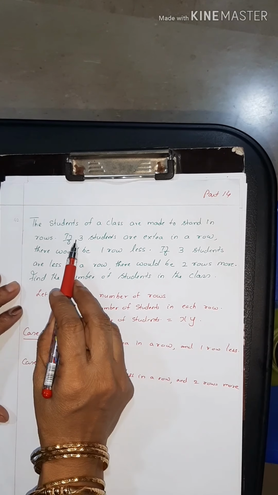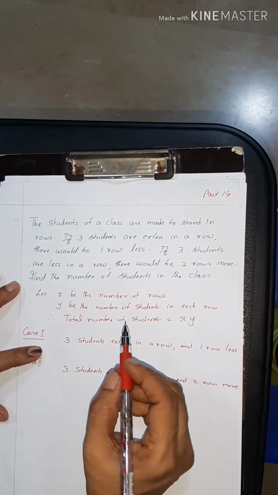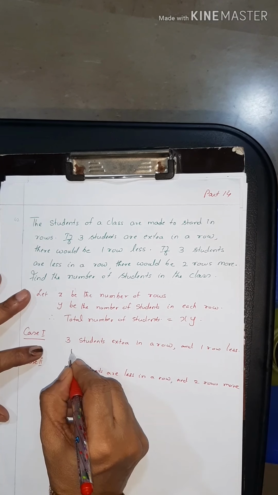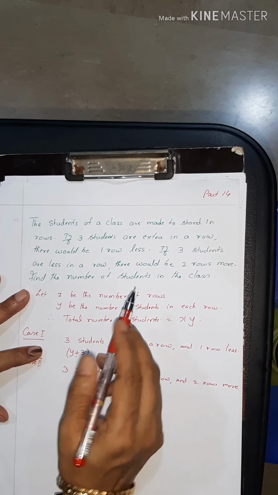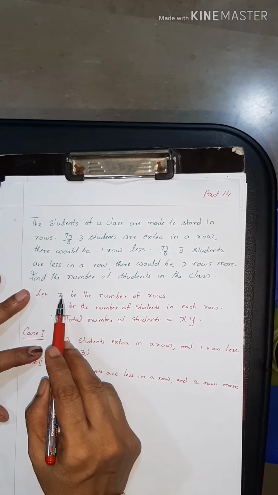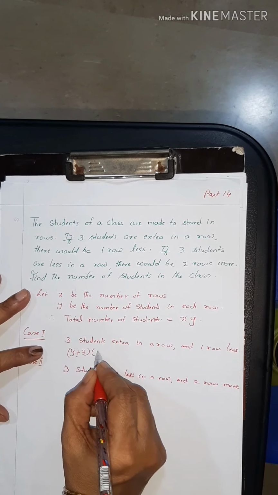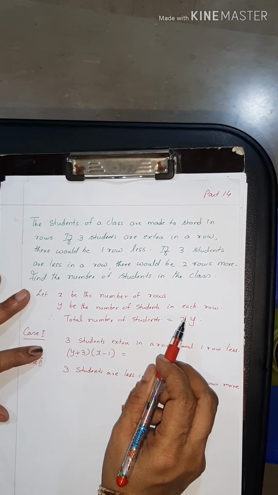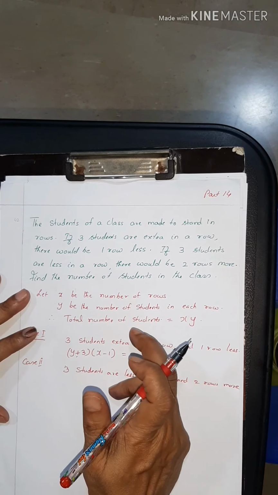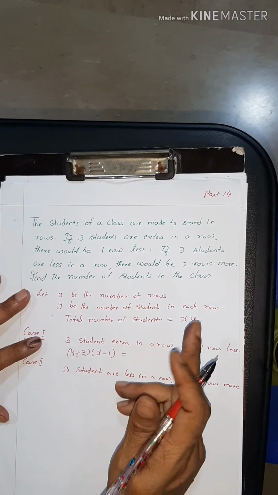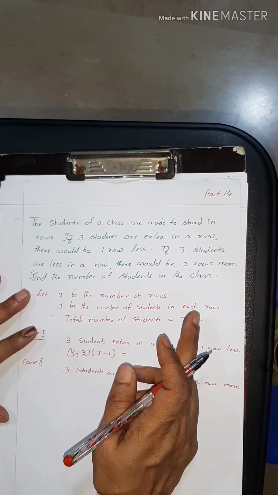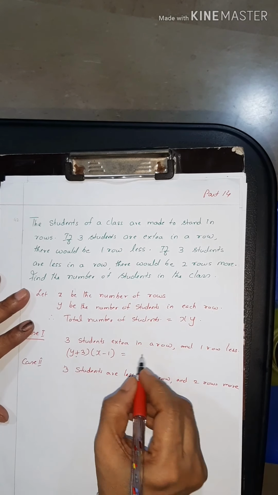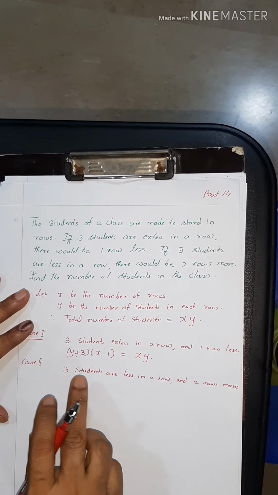Now, the first case: 3 students are extra in a row. So, the number of students in each row is y. Now 3 students are extra in the row, so y plus 3, then there would be 1 row less. We have x number of rows, so that is x minus 1. If you multiply, the number of students will not change. Only the number of rows and number of students in each row is changing. When the number of students in a row increases, the number of rows decreases and vice versa. So, y plus 3 into x minus 1 equal to xy.